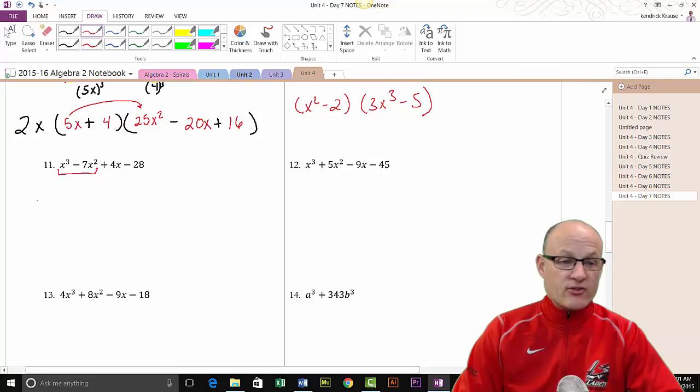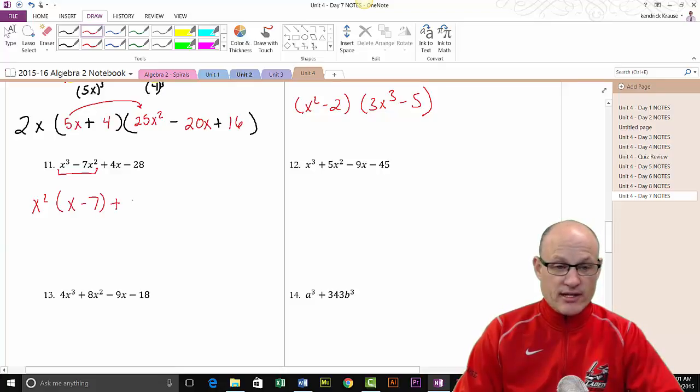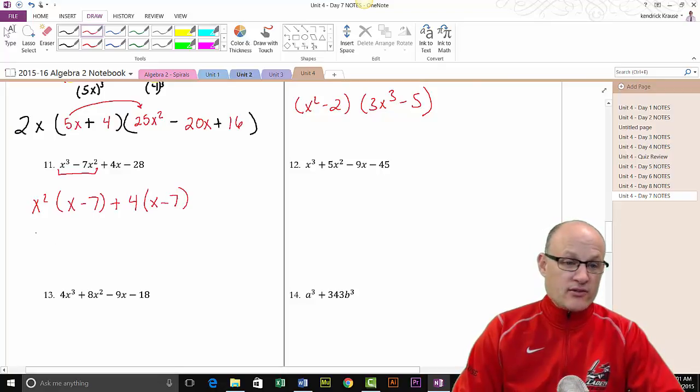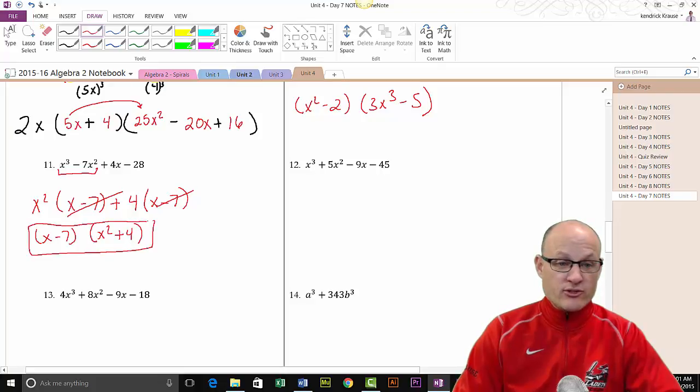So here I'm going to take out an x squared, and I'm left with x minus 7. Plus, copy over the sign. Here I can take out a 4, and I'm left with x minus 7. This leaves me x minus 7, that goes at the beginning, and x squared plus 4. Now that's the sum of perfect squares. You can't do anything with that, so that's your final answer.